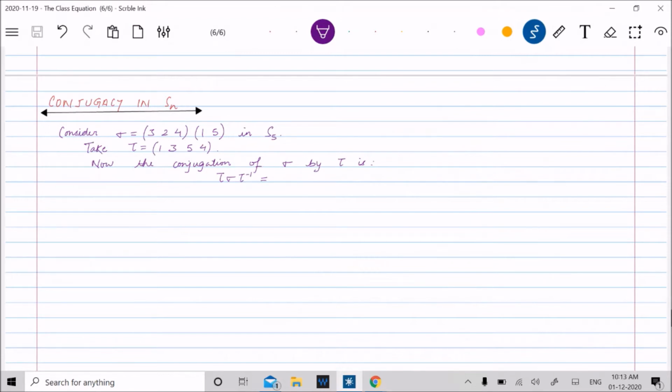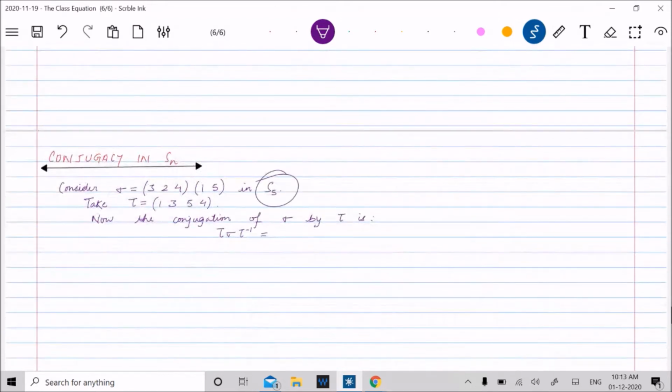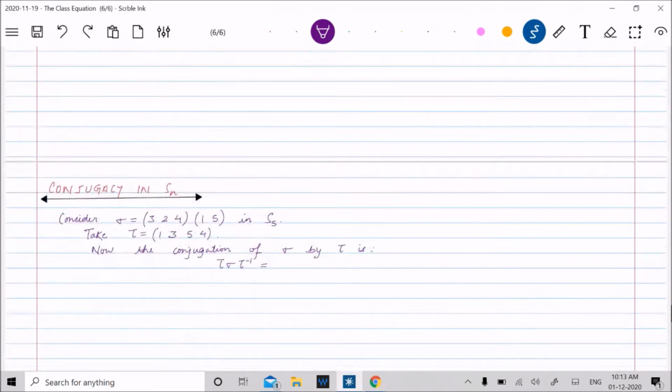So to start with, I have taken an example of S5, right? The symmetric group on 5 symbols, and this is one of the permutations in S5, represented by cycles. Actually, these are called cycles. You know them, right? How to form cycles from permutation. And this is another permutation from the same set, tau, right?